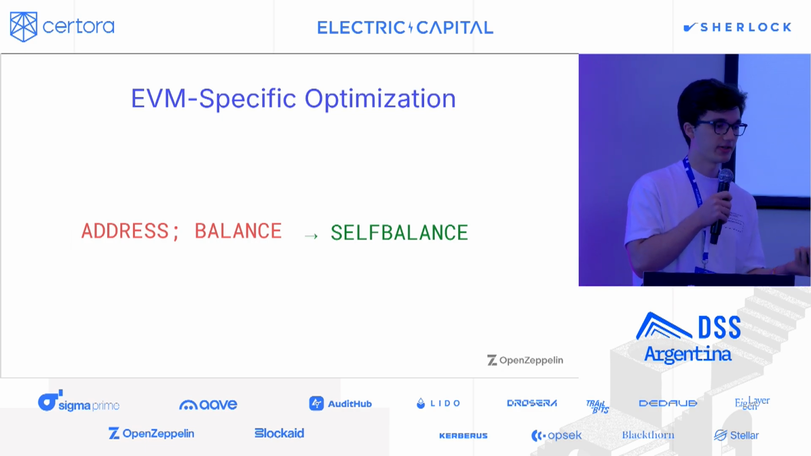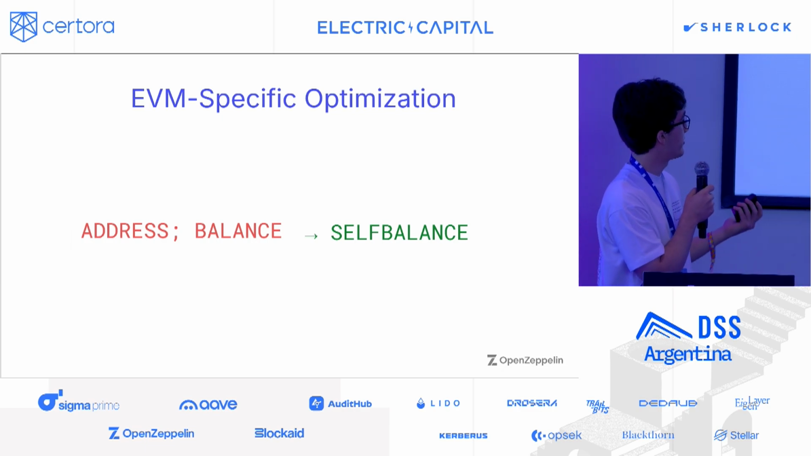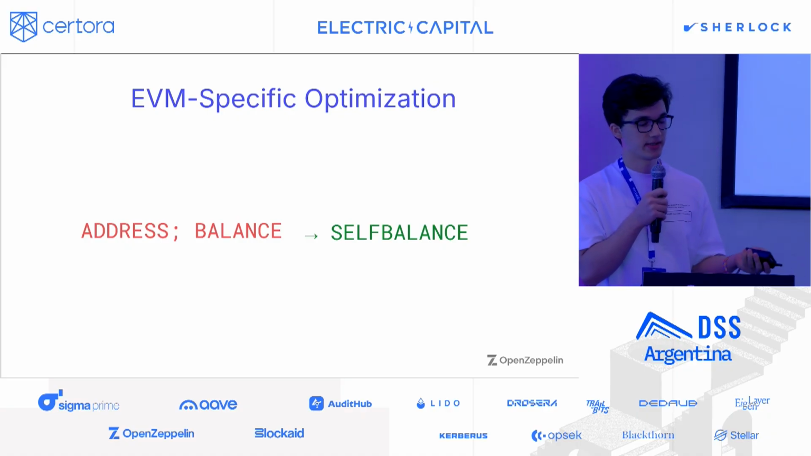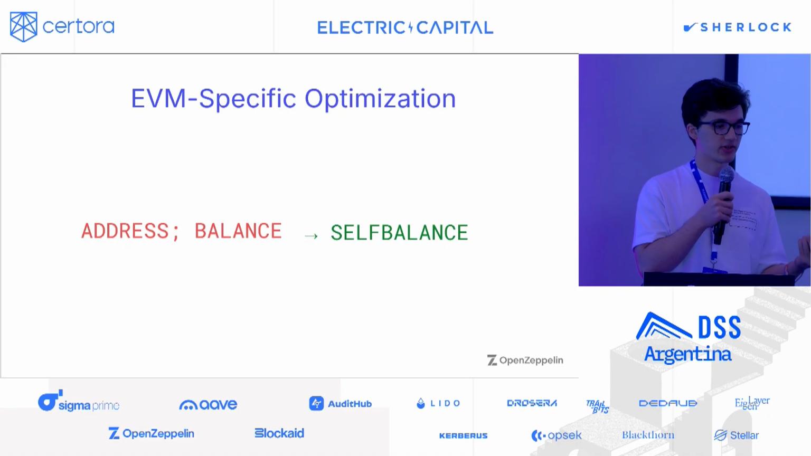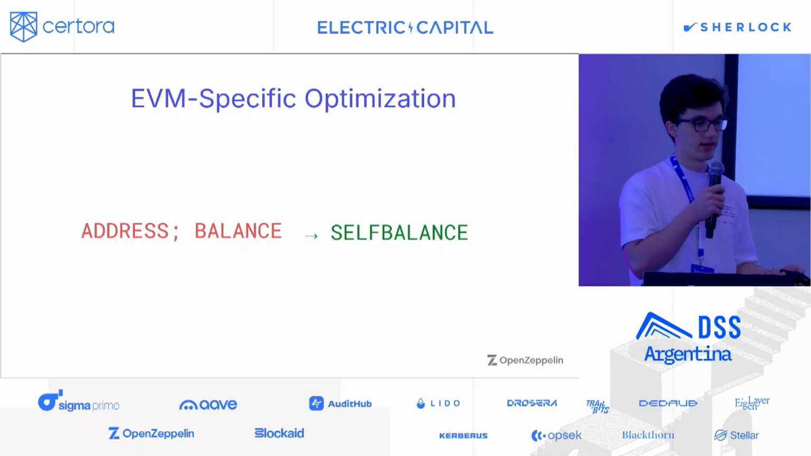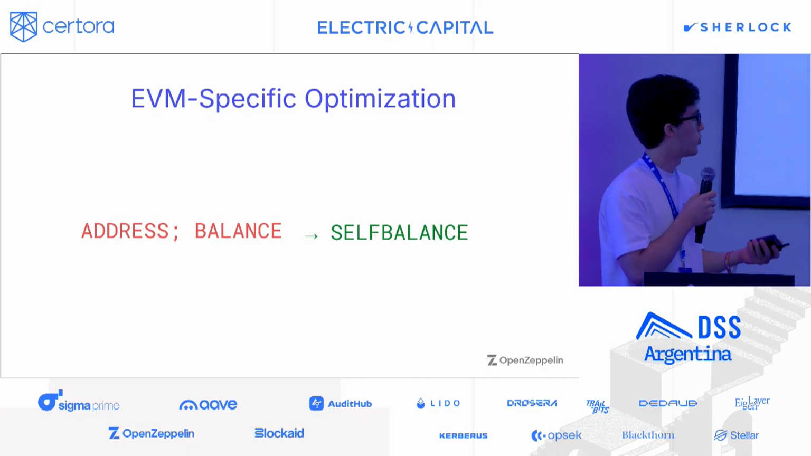And finally, here is an optimization that's very EVM specific. If the code loads its own address and immediately asks for the balance, the optimizer can replace the two opcode sequences with a single SELFBALANCE. It does exactly the same thing, but in one opcode.